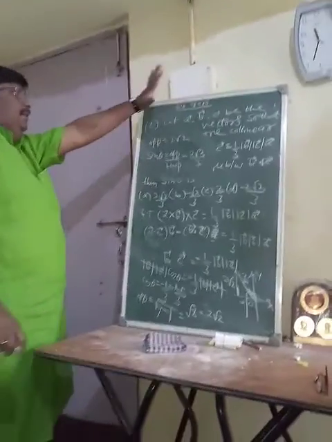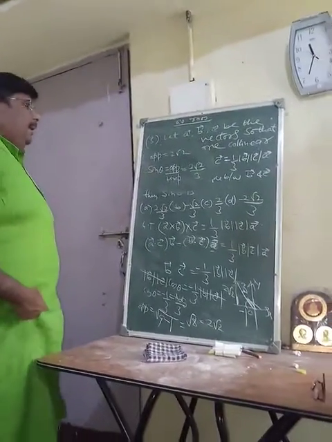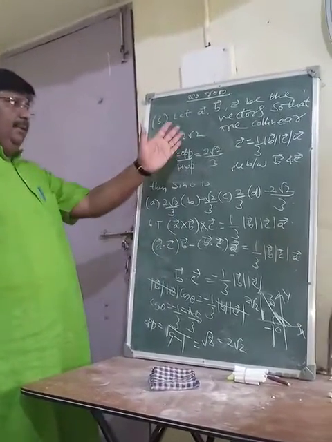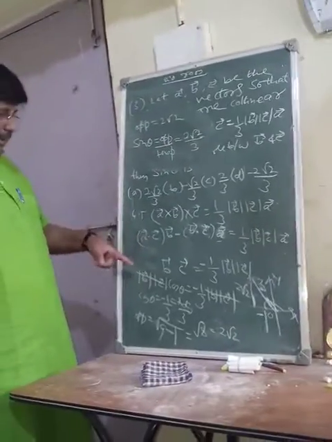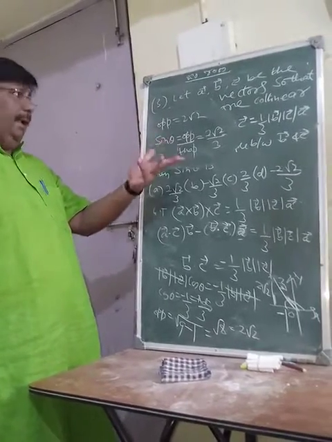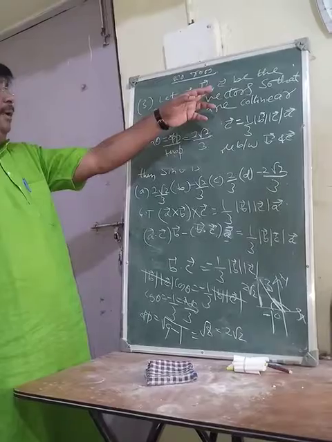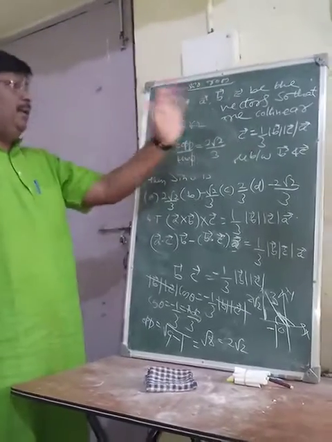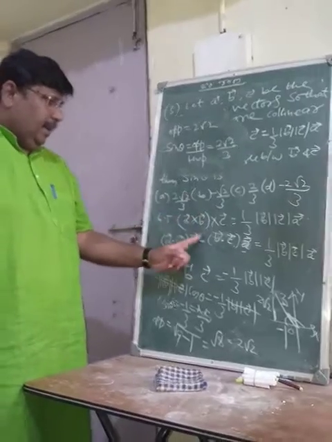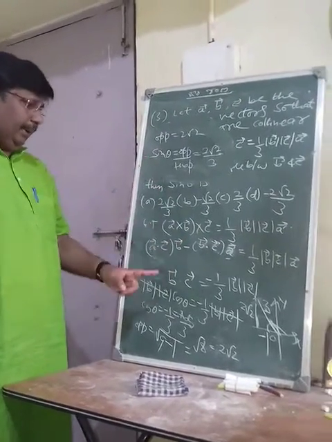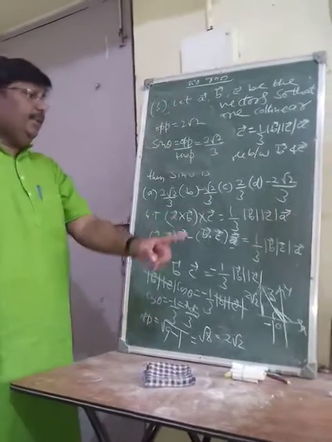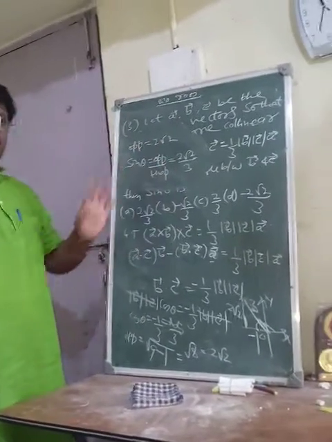It's given that these three are non-zero vectors and two of them are collinear. Any one of the cross products we can take, either A cross of B cross C or A cross B cross C. These three are non-zero vectors, two of them are collinear vectors. Then if that condition is given, you are required to find the sine of the angle between the two vectors B and C. That required value is 2 root 2 divided by 3.